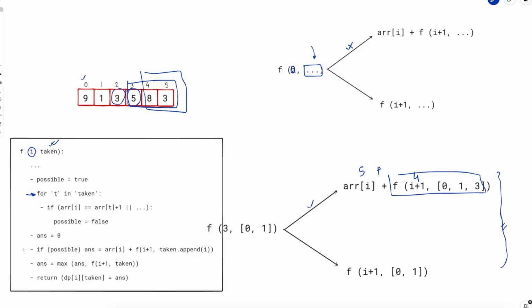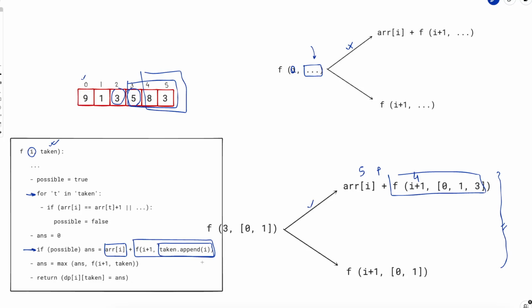But if it is not, that is, possible is true after iterating over all the elements that you have already taken, you can go down that path, which means you can take array I and you can append I to the list of elements you have already taken and explore everything starting at I plus 1. What is the maximum total sum possible given you have taken all these elements, right? So this is the overall algorithm.